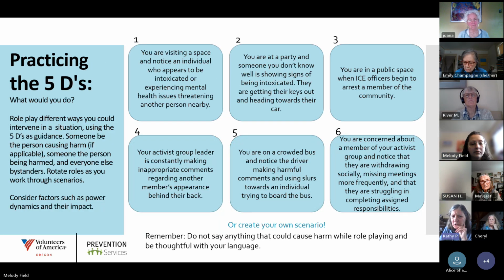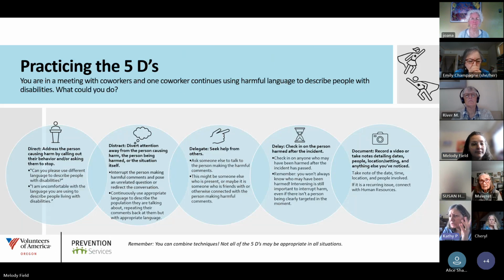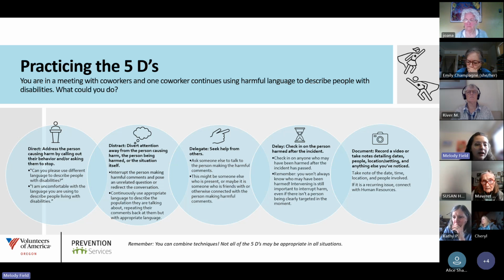Yeah, I think redirection also helps take their focus off the person that they're harming, if you can. Sometimes just by simply asking a question. You don't have to be confrontational, but just distracting. I think that's a good one. Yeah, absolutely, it's a great one. And that was the other one that folks had mentioned, either starting to use appropriate language instead, or redirecting the conversation as a tool.